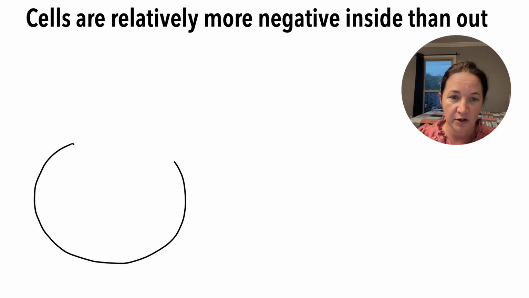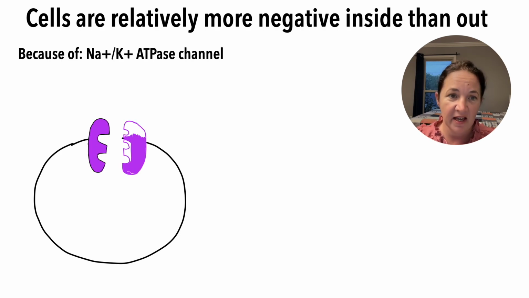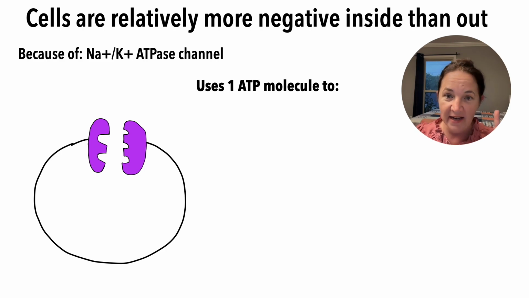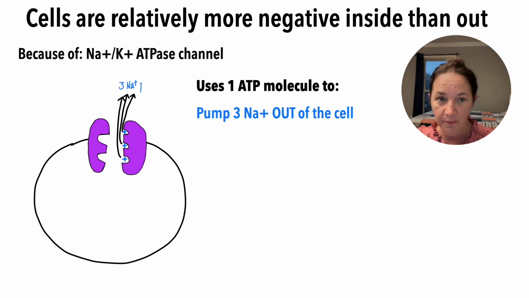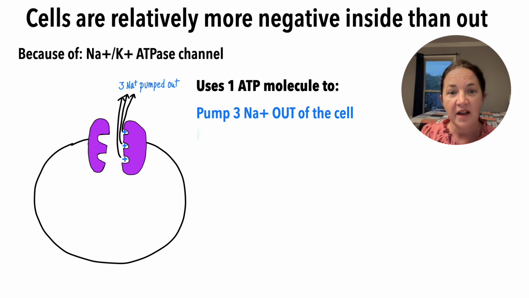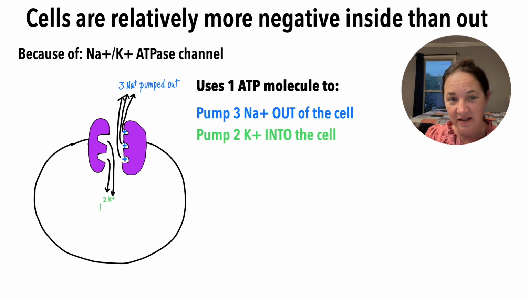So to show you this, I'm going to draw just a really typical cell. And the negativity is because of a very active channel. It's a pump called the sodium-potassium ATPase channel or pump. And what it does is it uses one ATP molecule and it will pump 3 sodium ions out of a cell at the same time that it is pumping 2 potassium into the cell. So you can see more positive ions are going out than positive ions are coming in, which gives you this relatively negative environment inside of the cell.